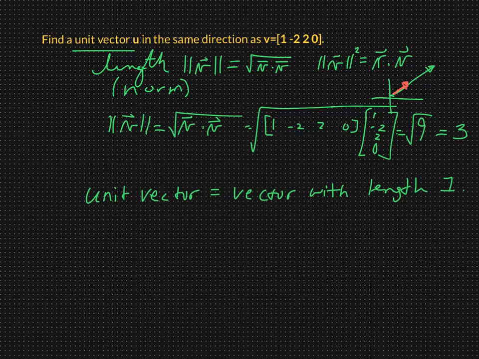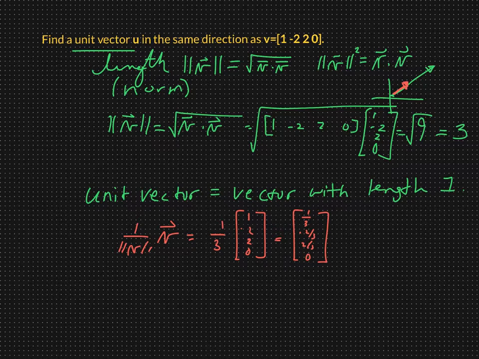So to find the unit vector, all we have to do is we're going to say that is 1 over the length of v times v. So in this case, we've got 1 over 3 times (1, -2, 2, 0). And so this will be (1/3, -2/3, 2/3, 0). And this is the vector u that we're looking for.